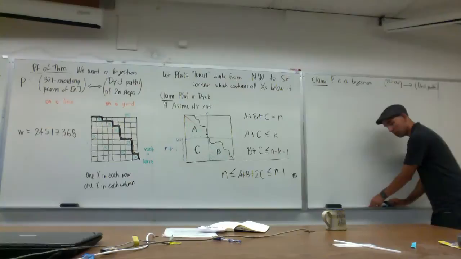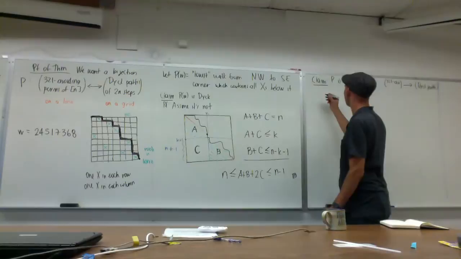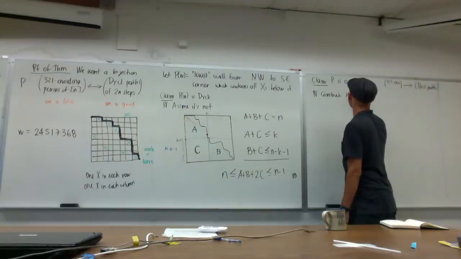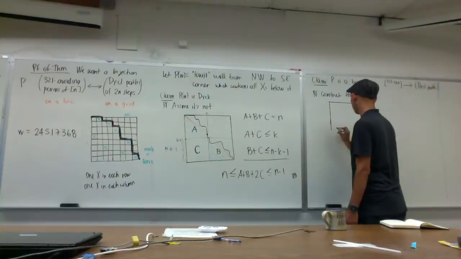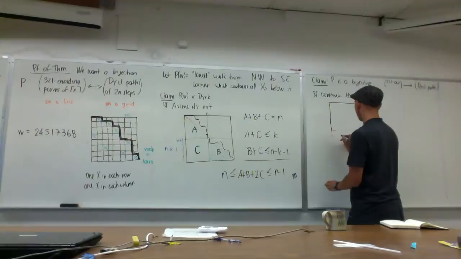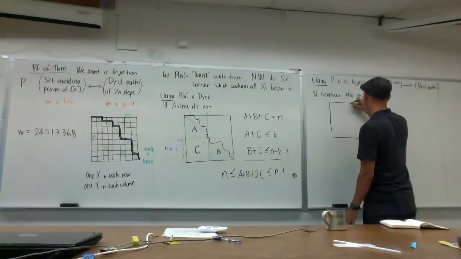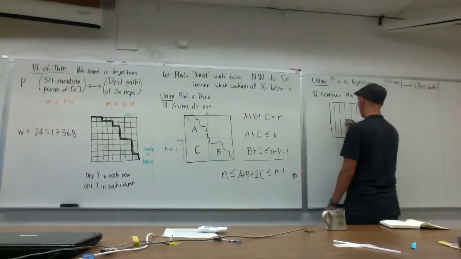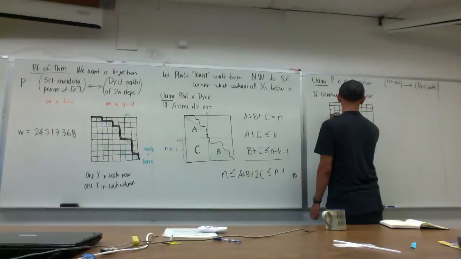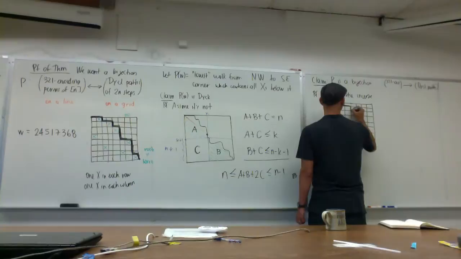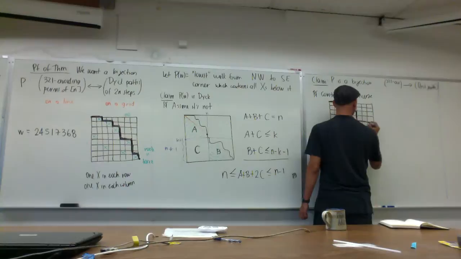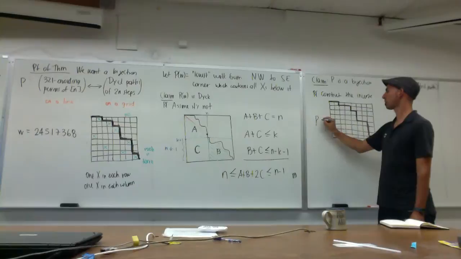To do this, reconstruct the inverse. Here's the proof. I'm going to start with the path, on a square board. Now I'm supposed to take that path and recover the permutation. So that's my path, and now I want to reconstruct w.